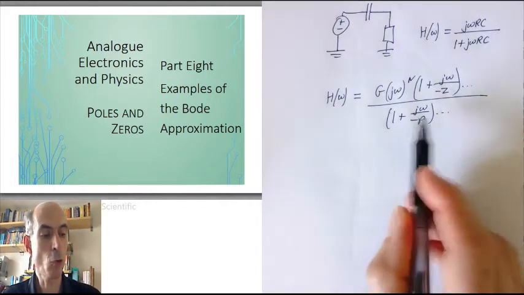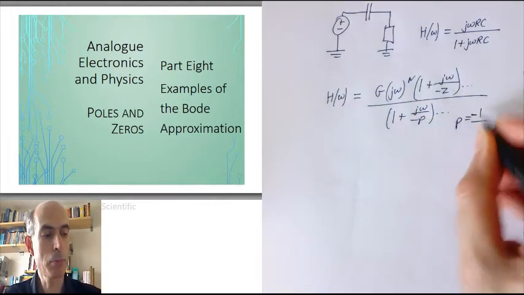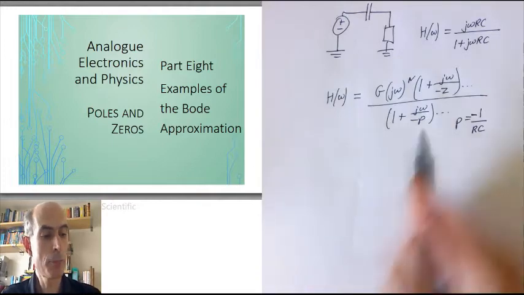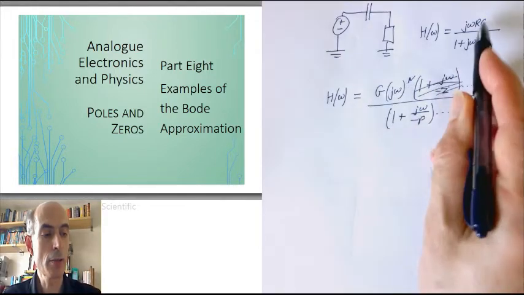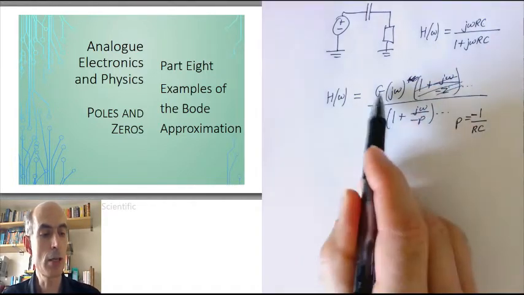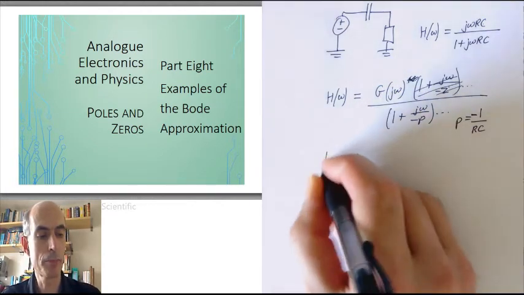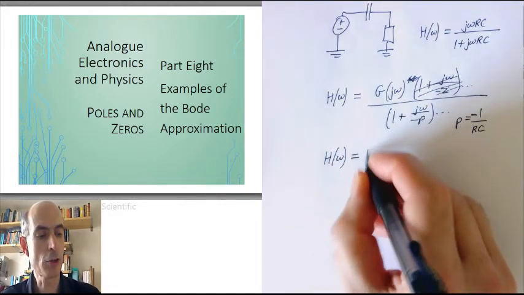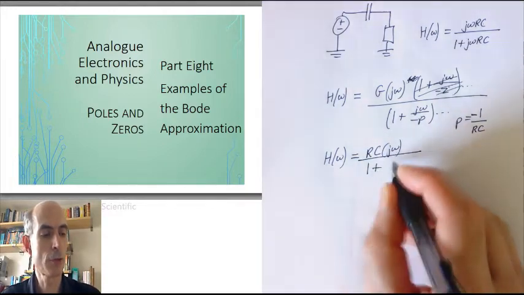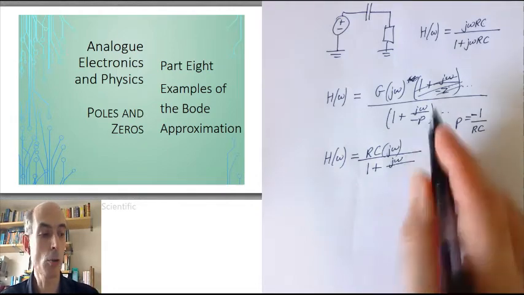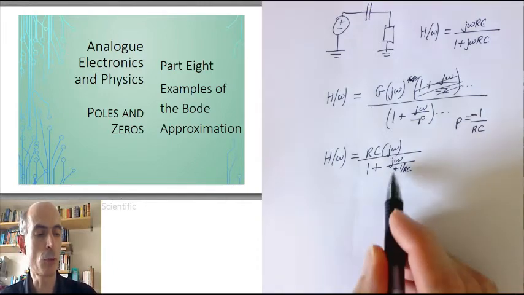I can see that we've got one pole, and the one pole is going to be, as before, at minus 1 over RC. I'm not going to have any zeros that are not at 0 hertz, but I do have one zero here at 0 hertz. And G is now going to have to be equal to RC. So I would have my final standard form equation as RC times j omega all over 1 plus j omega divided by the pole, or minus the pole being at minus 1 over RC, makes that into a plus.